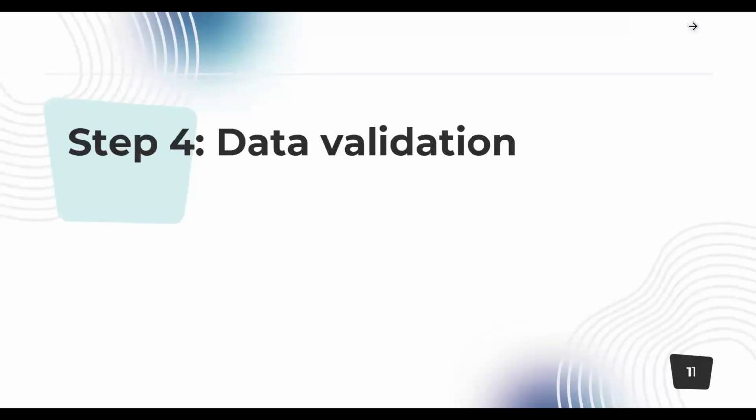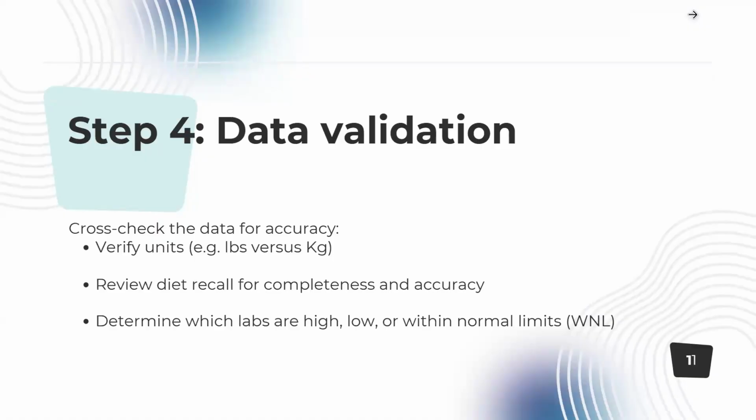Step four, data validation. And here, you want to be able to cross check the data that you have collected for accuracy. So verify units. Is it really 120 pounds, 120 kilograms? You want to understand, did I write down the correct things? Review the diet record for completeness and accuracy, right? Maybe there's the opportunity to return and say, hey, I missed how many slices of bread do you typically have at breakfast time? Something along those lines. So you want to make sure that it's complete and you want to determine which labs are high, low, or within normal limits.